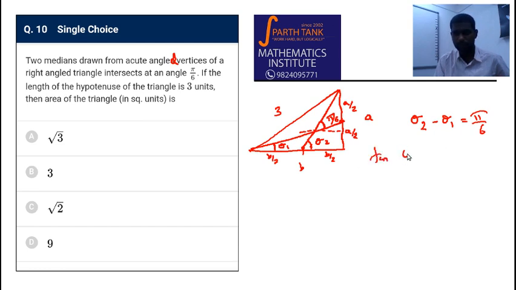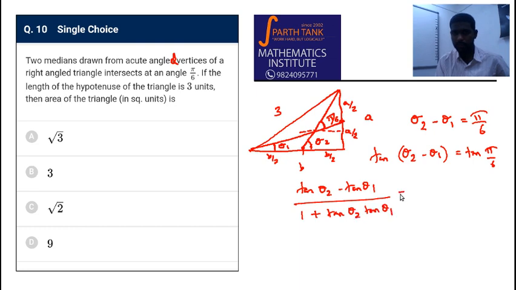Let us do the tan of these two things. Alright. So what can we say about this? The left hand side is nothing but (tan theta 2 - tan theta 1)/(1 + tan theta 2 tan theta 1). Yes, tan pi by 6 is 1 by root 3. Now what is tan theta 1? Tan theta 1 is nothing but a by 2 divided by b, the whole thing, right? In this triangle, tan theta 1 is (a/2)/b, so a by 2b. Now tan theta 2 will be a upon b by 2, which is 2a by b.